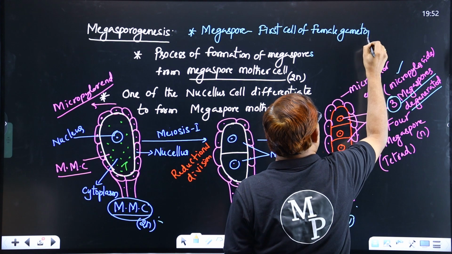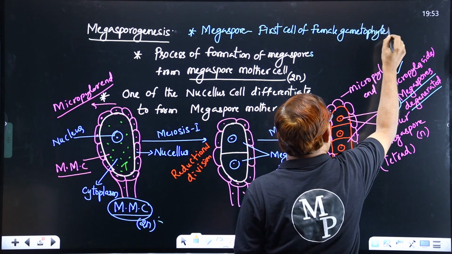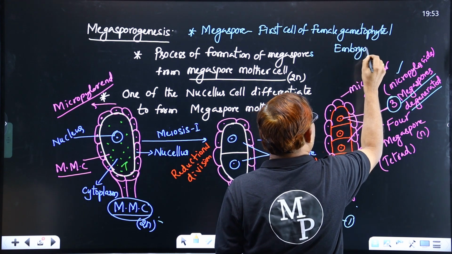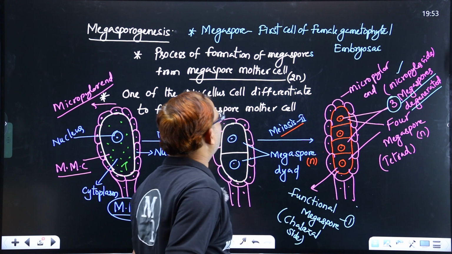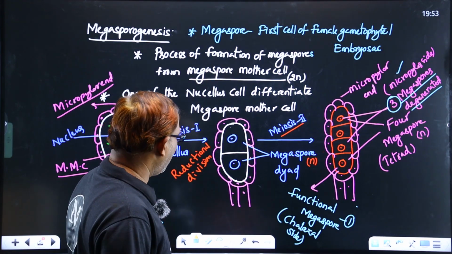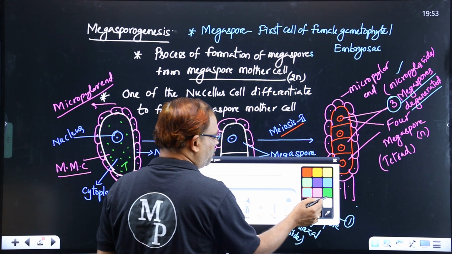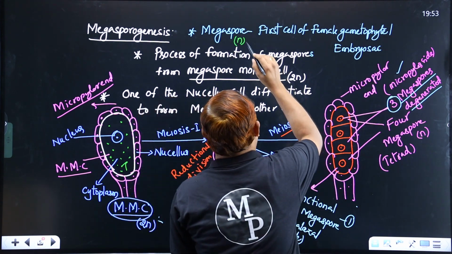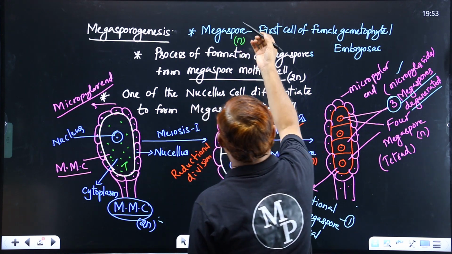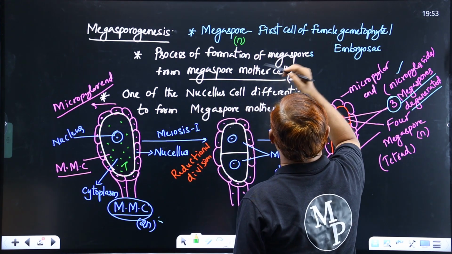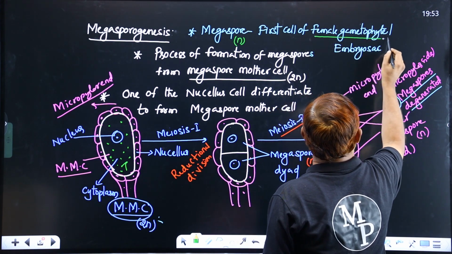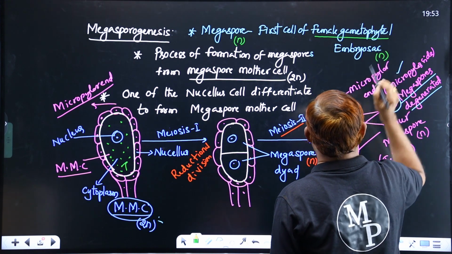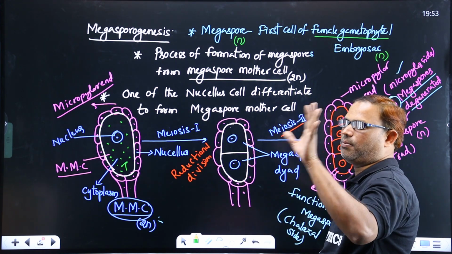Female gametophyte. One more name is called what? Embryo sac. Okay? So what about the microspore ploidy? The microspore ploidy is haploid. So the megaspore ploidy is also haploid. The megaspore is the first cell of the female gametophyte or embryo sac. So that embryo sac ploidy is also haploid in condition.